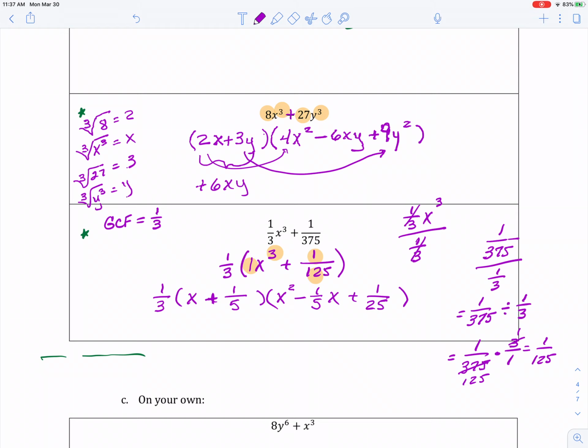So I hope that helps you with the sum of two cubes. I'll be back in just a minute with the difference of two cubes.